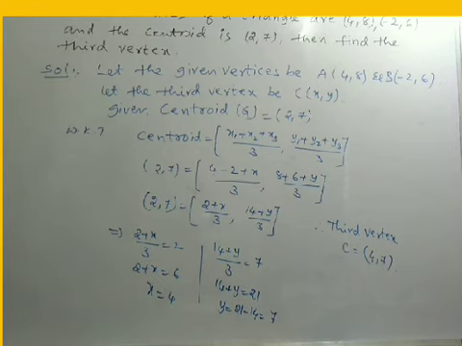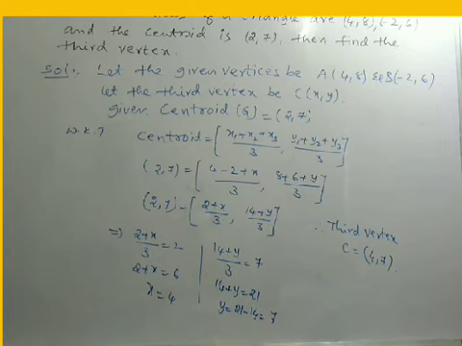If two vertices of a triangle are (4, 8), (-2, 6) and the centroid is (2, 7), then find the third vertex. Please try to understand the question, what is given and what is asked. This time the centroid is given to us and two of the vertices of a triangle are also given. And finally we need to find the third vertex, right?